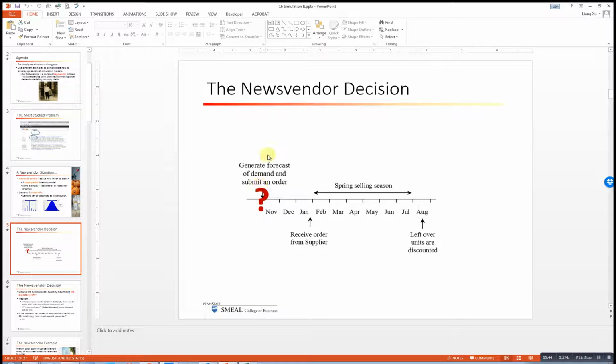If you order too many, as you can imagine, you have a high chance to have a lot of leftover at the end of the selling season. If you order too little, then you will lose a lot of sales opportunity in the selling season. So the optimal solution should balance these two costs. So let's see how to solve this problem through simulation.